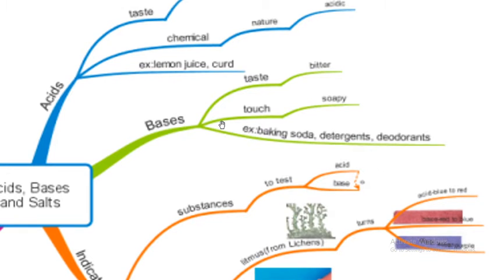Coming to bases, bases are bitter in taste and soapy to touch, and we have also discussed some of their chemical properties. Examples of general bases are baking soda, detergents, deodorants and surfactants. Some inorganic bases are sodium hydroxide, potassium hydroxide, etc. So we have seen about acids and bases.